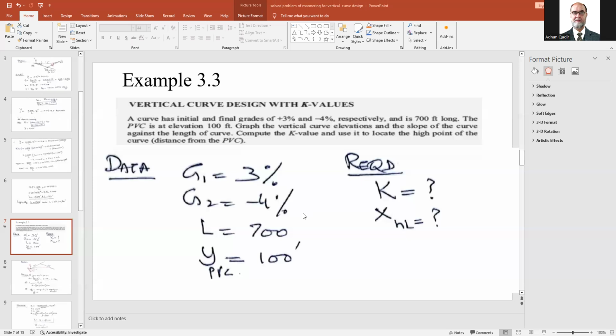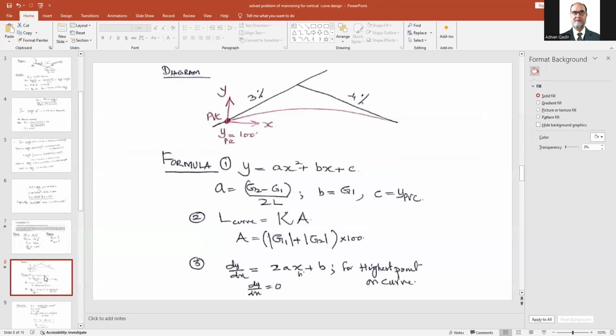So let's look at the data and summarize it. G1 is 3%, G2 is -4%, the length of the curve is 700 feet, and the elevation at the point of commencement of the vertical curve is 100 feet. We need to know the value of K and X, the distance of the highest point of the curve. So let's come to the solution. Before the solution, we have a diagram. That's how the curve looks, and the origin is at the start of the curve, x and y.